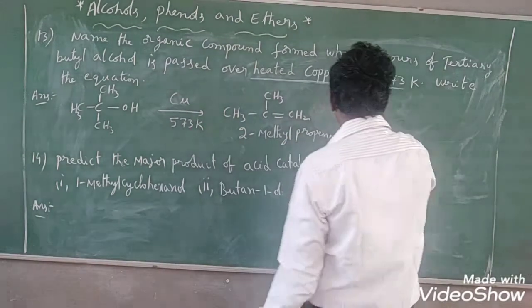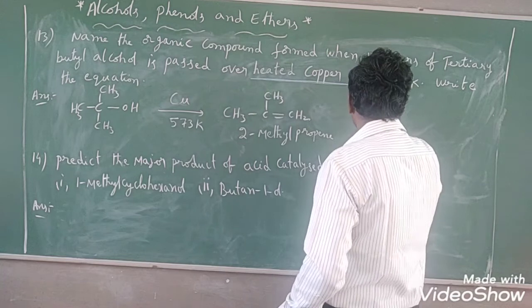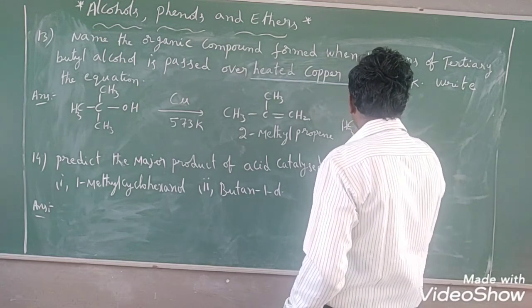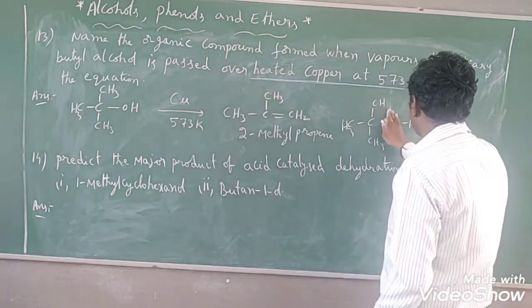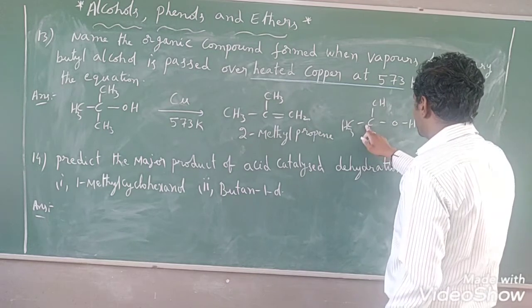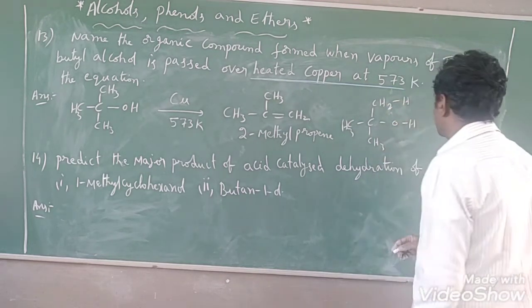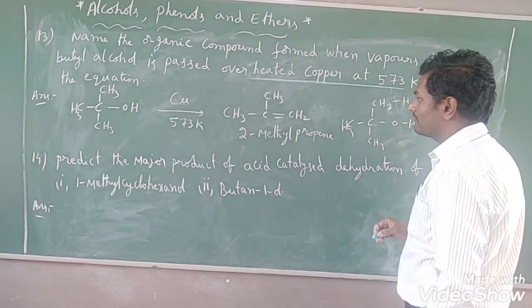How is the removal of H2 taking place from tertiary butyl alcohol? We will see that. Tertiary butyl alcohol, you take CH3, CH3, OH I have taken. For easy understanding, I am taking one of the CH3 groups attached on this alpha carbon like this, CH2H. Here breaking of bond is taking place. Here breaking of bond is taking place.